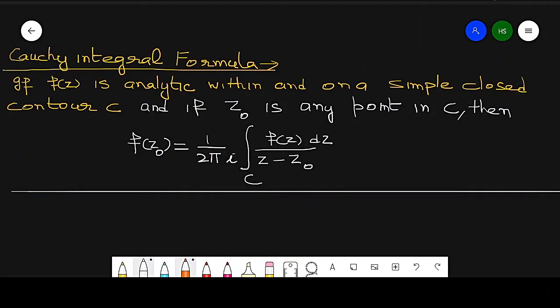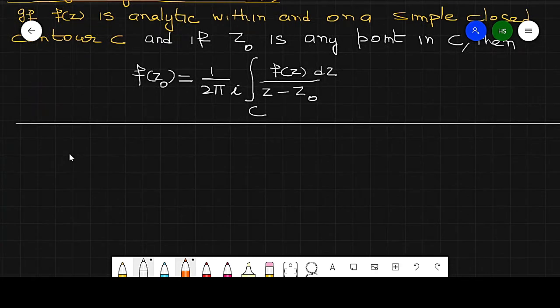The next theorem, which is a very important formula, is the Cauchy integral formula. So what is the statement of this formula? If a function f(z) is analytic within and on a simple closed contour C, and if z0 is any point in C, then f(z0) is equal to 1 by 2 pi i times the integration around C of f(z) over (z minus z0) dz. So this is the Cauchy integral formula. This integral formula is very useful.